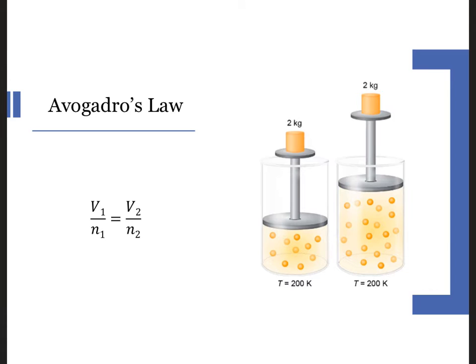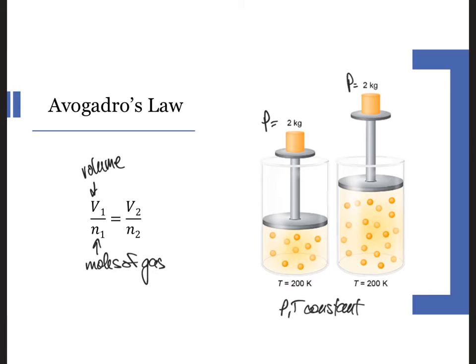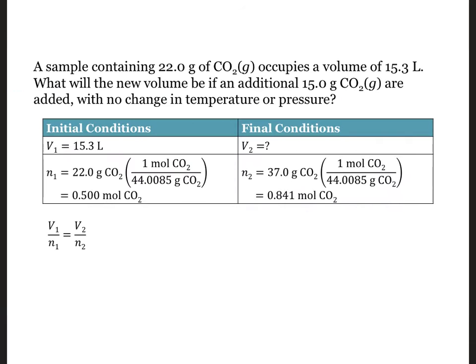We can express this direct relationship as the ratio of the volume and number of moles of gas under one set of conditions as being equal to the ratio of the volume and moles of that same gas under a second set of conditions where the pressure and temperature are held constant. Let's apply this law to an example problem.